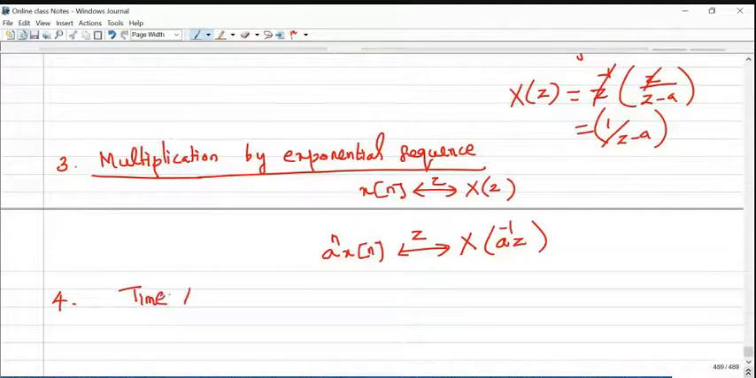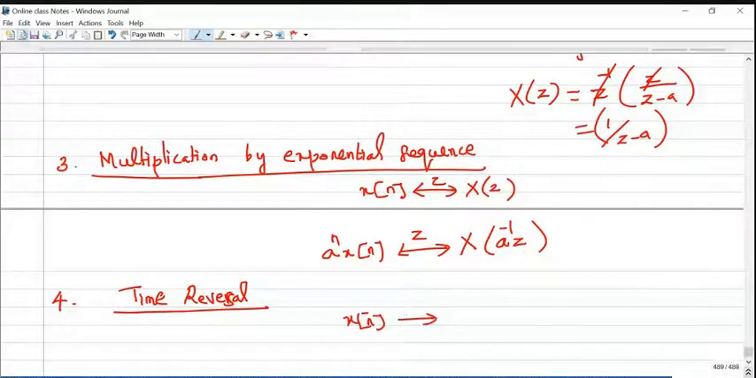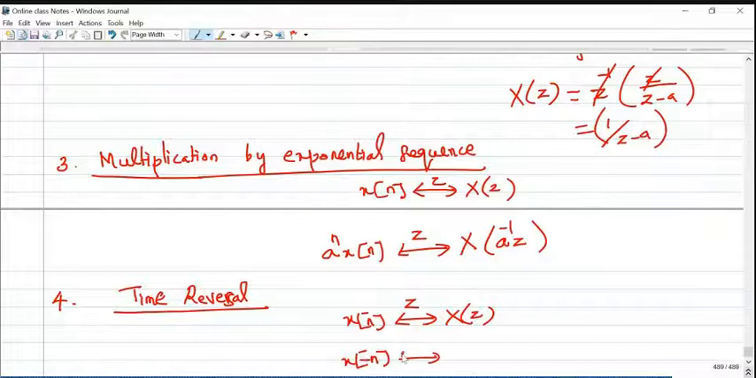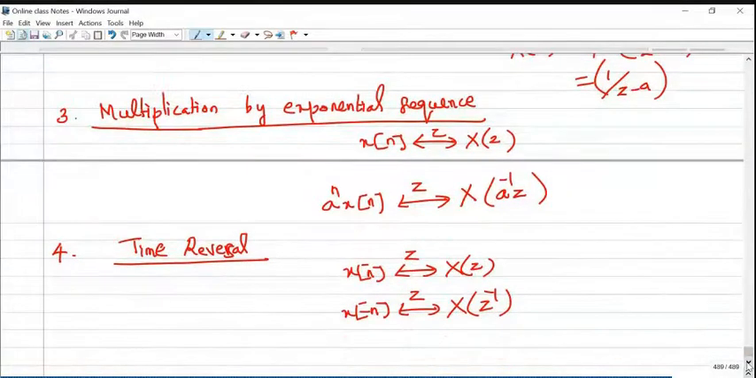Time reversal. This property is available in all transforms. So what is the time reversal property? x of n has Z transform x of z. What is x of minus n? That is the time reversal property. The result will be x of z inverse. So wherever z is there, all the z's are replaced by z power minus 1.